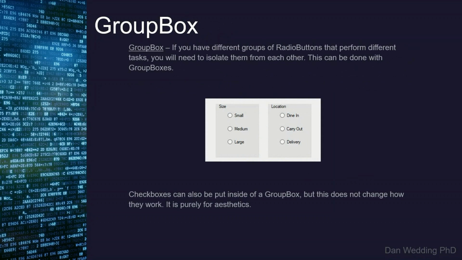If you have different groups of radio buttons that perform different tasks, you will need to isolate them from each other. This can be done with GroupBoxes. Checkboxes can also be put inside of a GroupBox, but this does not change how they work. It is purely for aesthetics.